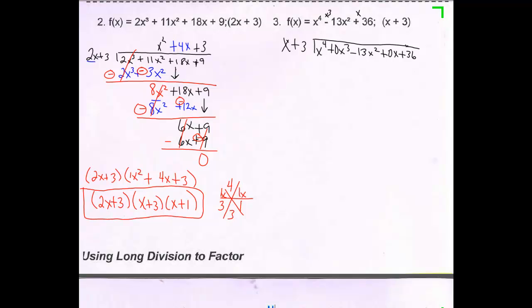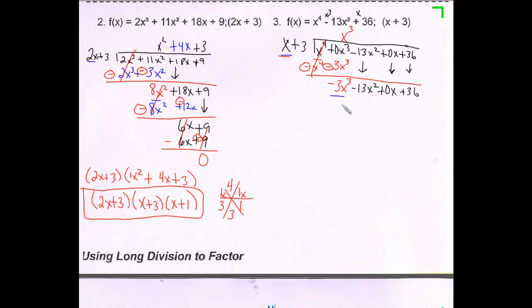Now start our process. x into x to the 4th power, x cubed times. Line it up over the 0x cubed. Now distribute. x cubed times 3 is 3x cubed. x cubed times x is x to the 4th. Draw our line and change signs. And we get negative 3x cubed. Bring down these terms and begin again.